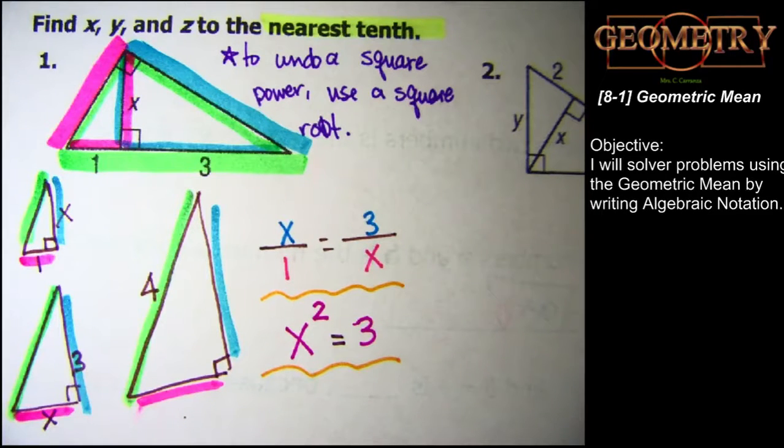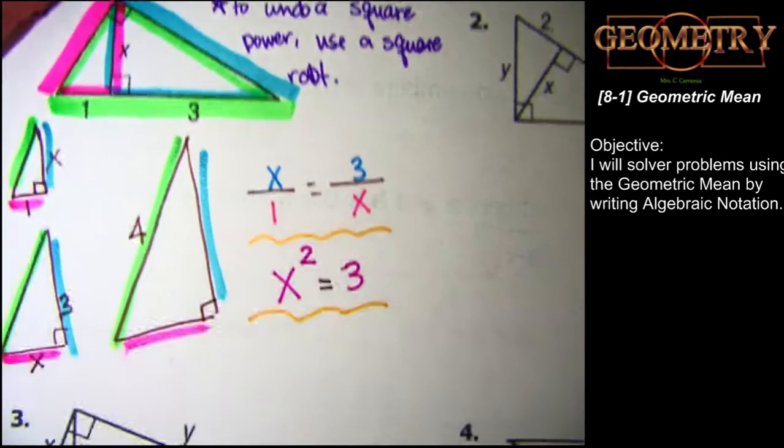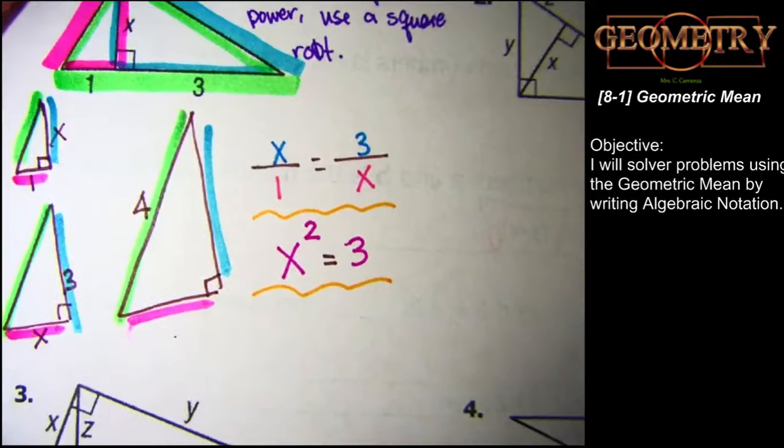Yeah, it doesn't matter what the thing is, right? To undo a tree power, use a tree root. Look, that was so funny. Okay, it was stupid and lame.